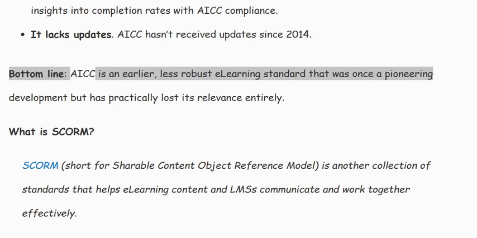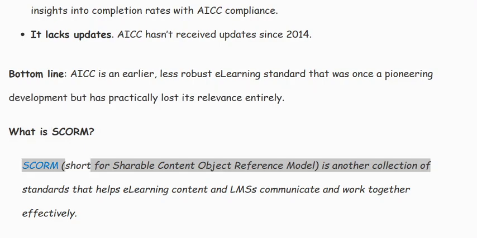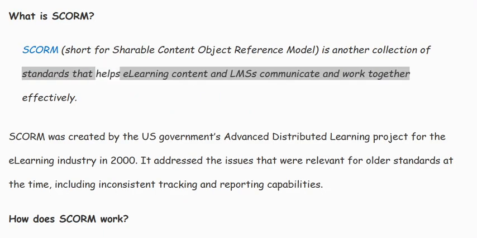Bottom line, AICC is an earlier, less robust e-learning standard that was once a pioneering development but has practically lost its relevance entirely. What is SCORM? SCORM, short for Shareable Content Object Reference Model, is another collection of standards that helps e-learning content and LMSs communicate and work together effectively.